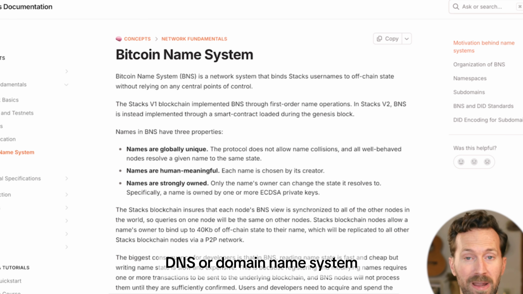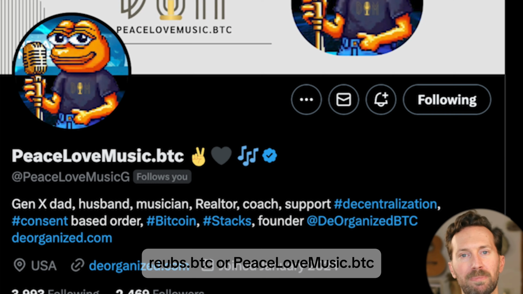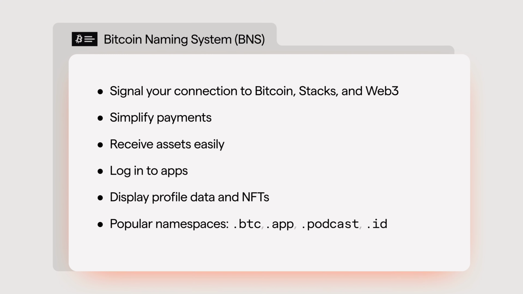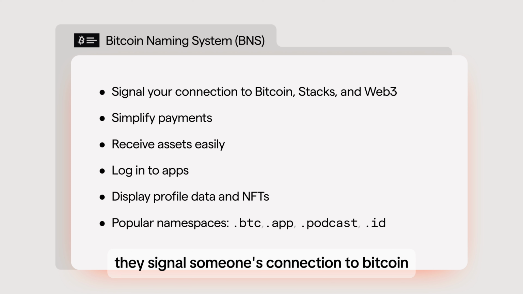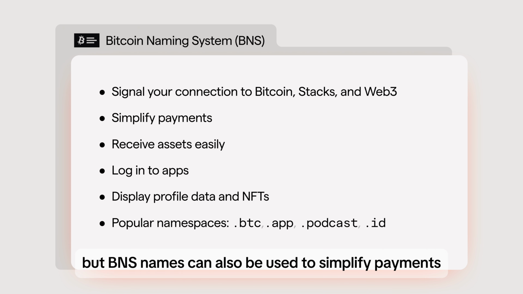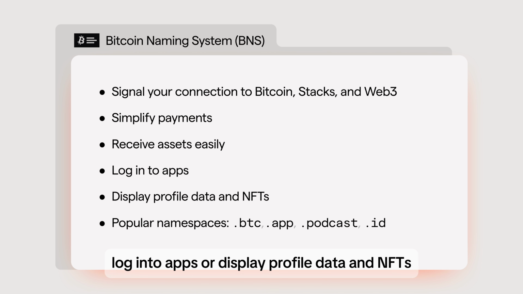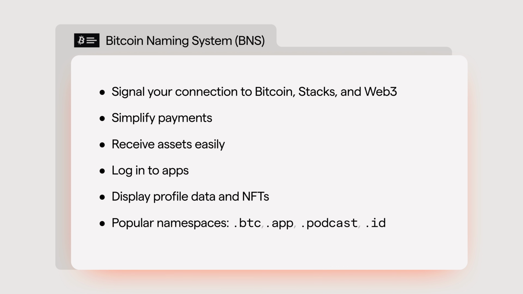Many people use BNS names to personalize their identity across crypto apps and social platforms. You'll often see them in X handles like Munib.btc, Rubes.btc, or peacelovemusic.btc. They signal someone's connection to Bitcoin, Stacks, and the Web3 ecosystem, but BNS names can also be used to simplify payments, receive assets, log into apps, or display profile data and NFTs.